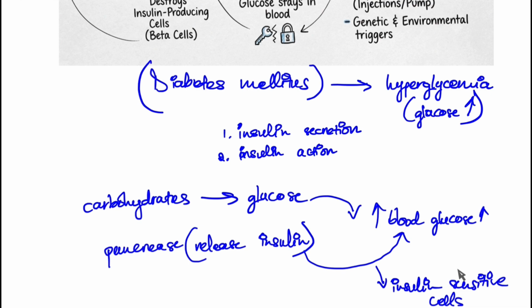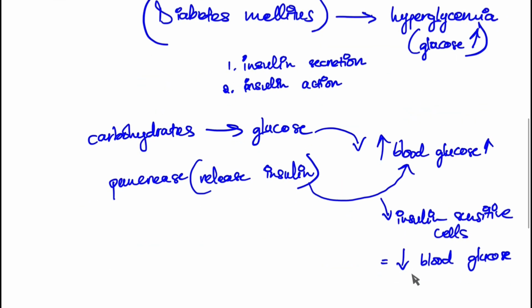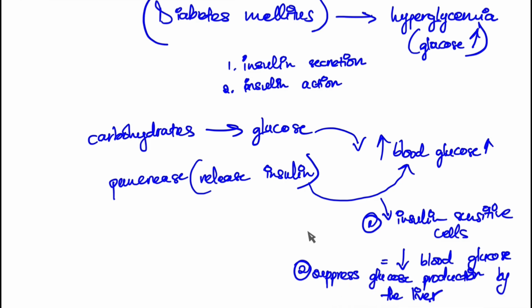So once the glucose is inside the cells, it is either used immediately to produce energy or stored as glycogen for future use. So this results in decreased levels of blood glucose. This is the first role. The second role of insulin is that it suppresses glucose production by the liver, and promotes fat and protein synthesis while inhibiting their breakdown.